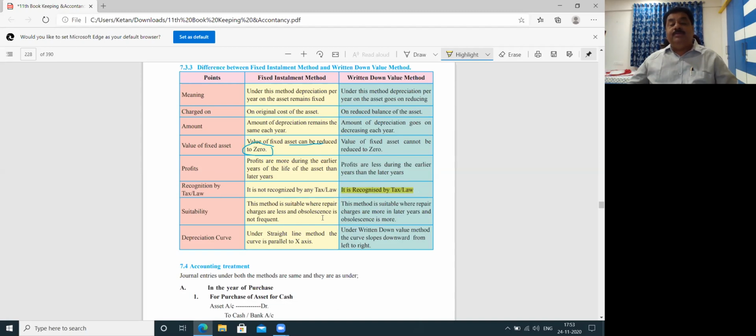Suitability. The method is suitable where repair charges are less and obsolescence is not frequent. Okay, I can say that the fixed installment method is useful for assets like a building or leasehold property; for them it is suitable. But for any other asset like machinery, furniture, equipment, which method should be used? The written down value method. This method is suitable where repair charges are more in later years and obsolescence is also more.